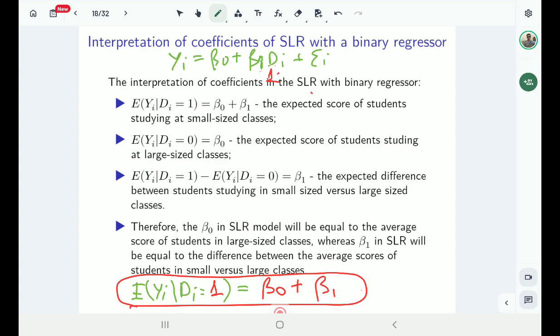It means that the estimate of beta 0 is going to be equal to the average scores in large class sizes. Whereas the estimate of beta 1 in the linear regression is going to be equal to the difference of average scores in small class sizes and large class sizes. That is all. Okay, we can have a look at that.